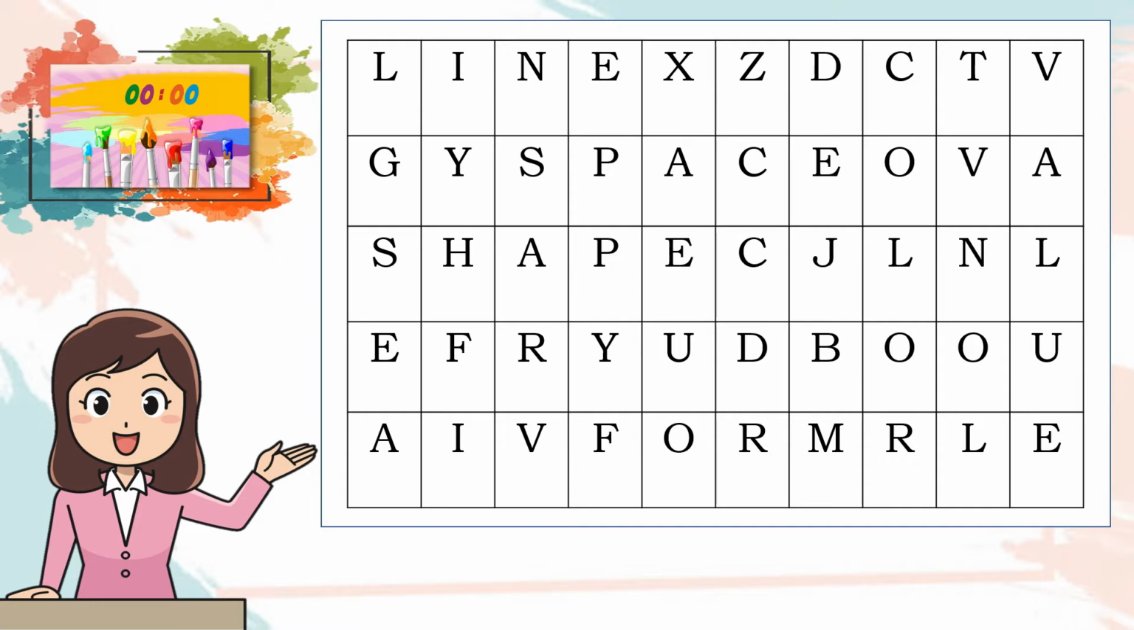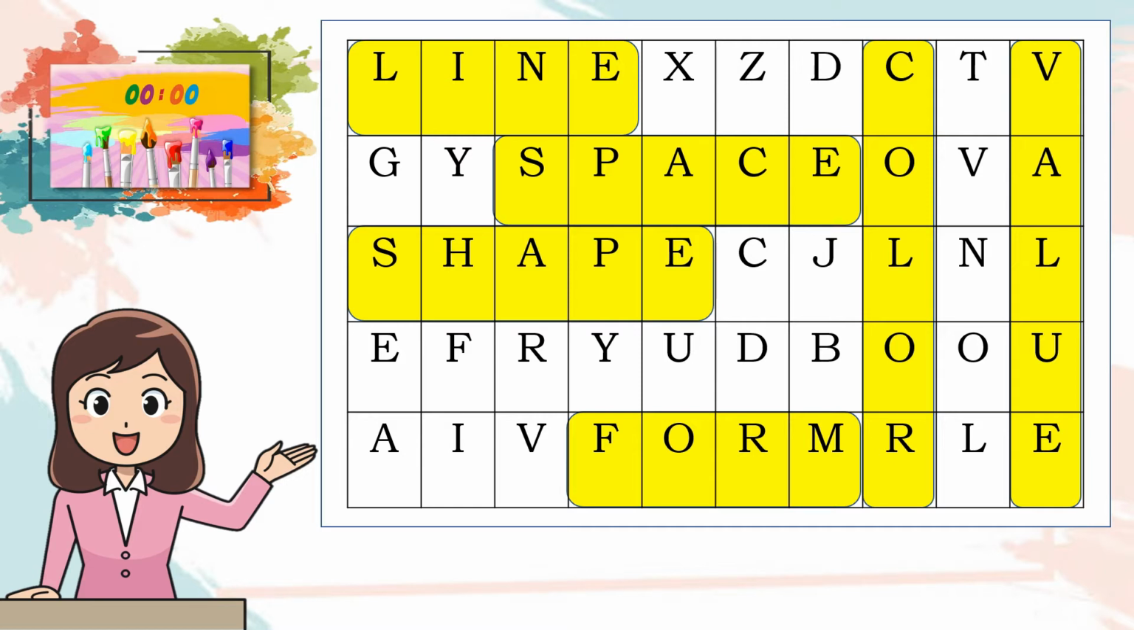Time is up. Let us now check if your answers are also found in the box. First, we have line. Who gets the answer? Next, we have shape, form, space, value, and color. Who got perfect in our review?